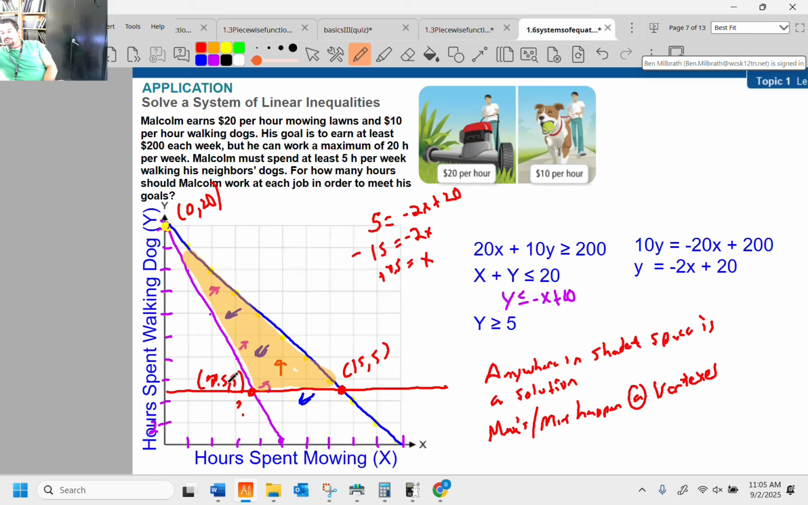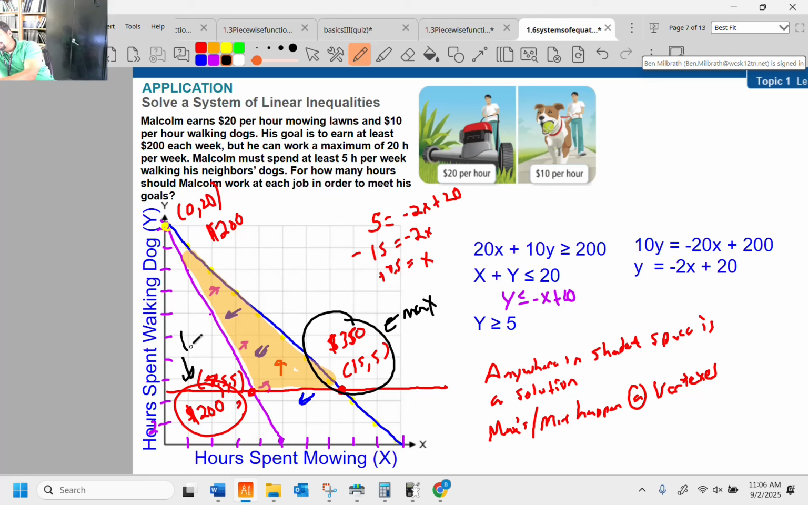Now let's just plug in and see where our profit is maximized here. This is probably it, because 15 times 20 is 300, plus he gets 10 here, 50. This is $350. That's probably where you maximize income. He's not even working 20 hours here. 7.5 times 20 is 150 plus 50. This is $200. And up here, he only gets 10 for walking dogs. This is also $200. Now, if he just wants 200 bucks, and that's all he wants, this one. But if there's a little bit of greed in him, this is the max.